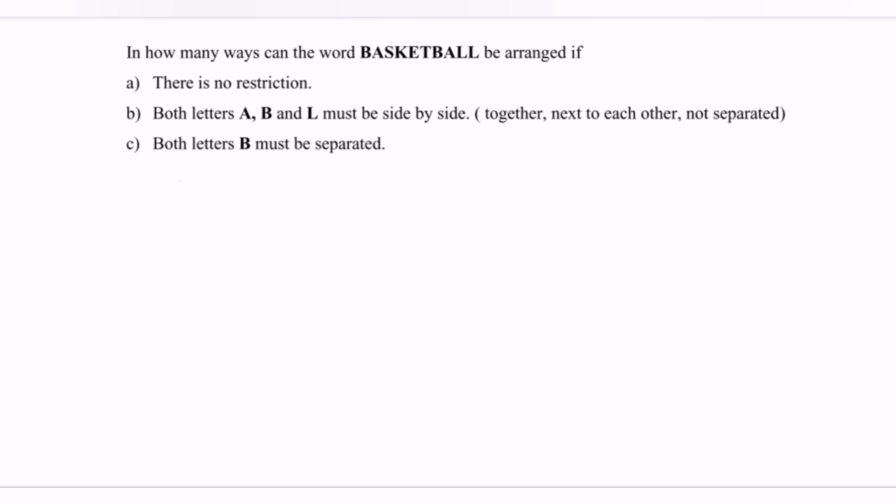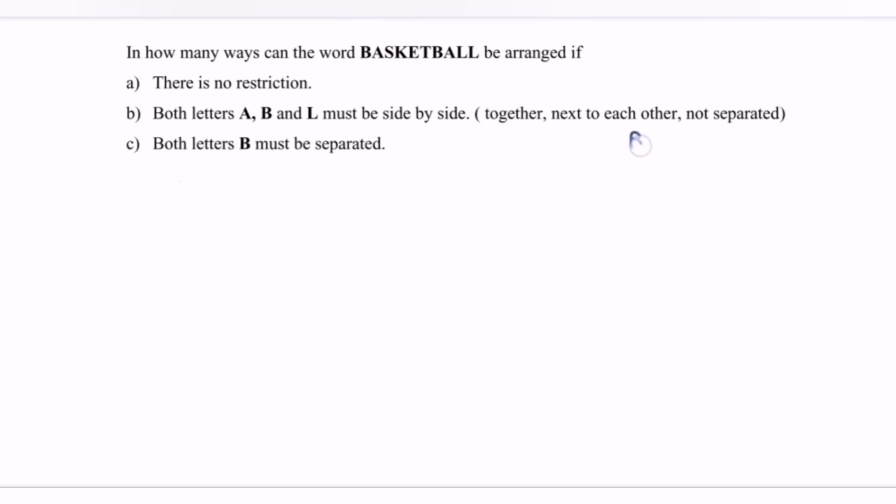In this video, I'm going to discuss the example for permutation. Kindly refer to the questions. In how many ways can the word basketball be arranged if we have a condition? Before we go through the condition, kindly focus on the question where we have the word basketball.